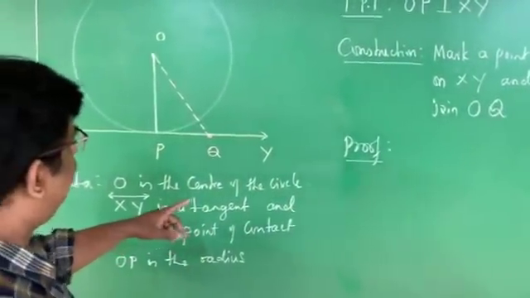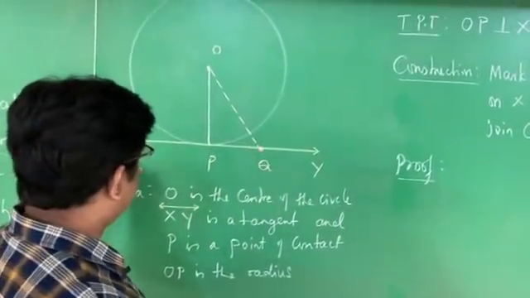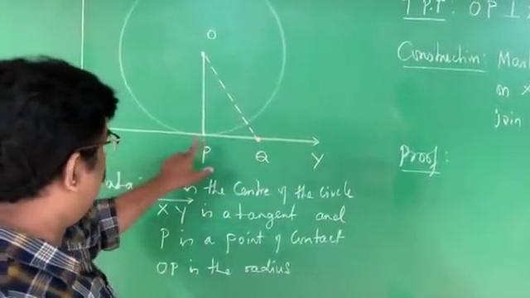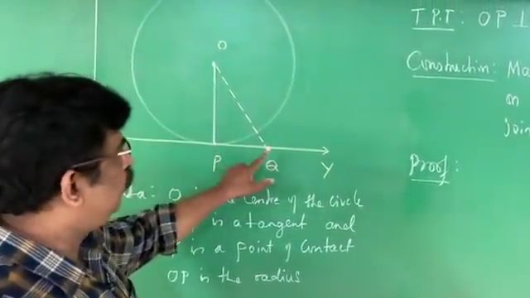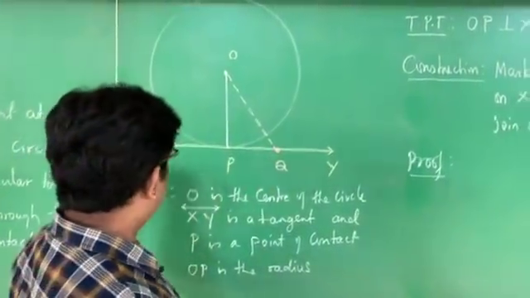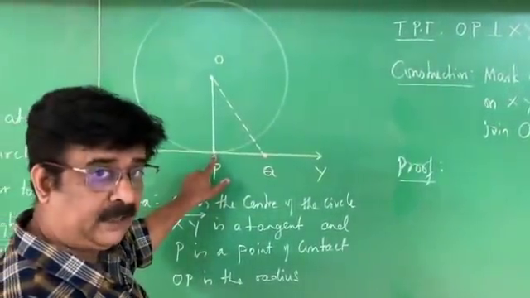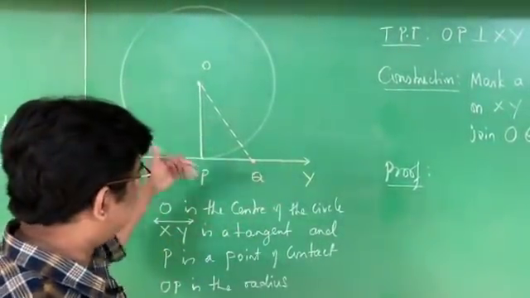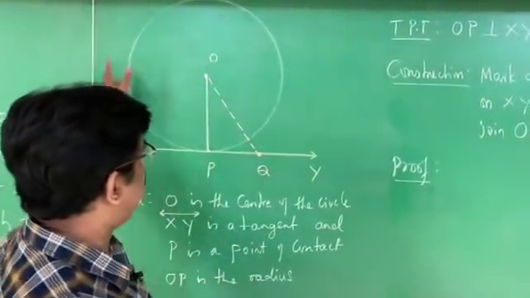Very simple proof. See, Q is a point on XY. What is that XY? XY is a tangent. Which is the point of contact? P. Therefore, XY touches the circle only at P. Therefore, Q should be a point outside the circle. I repeat once again. XY is a tangent, P is the point of contact. Therefore, Q is a point outside the circle, because all other points other than P are not touching the circle with center O.